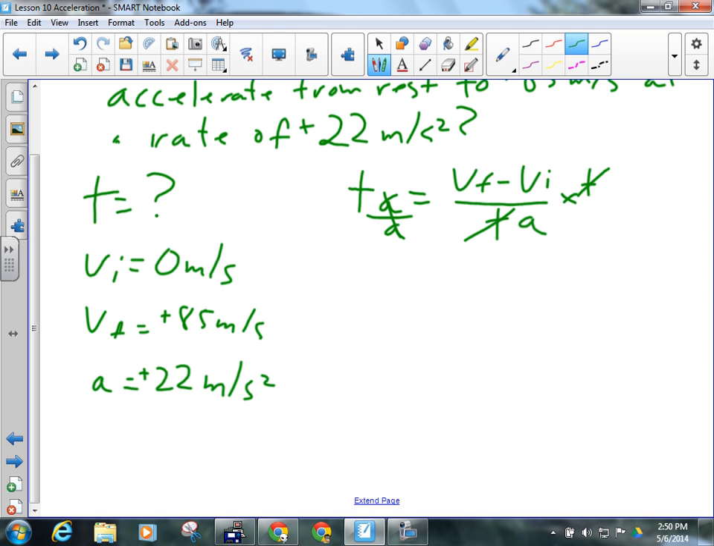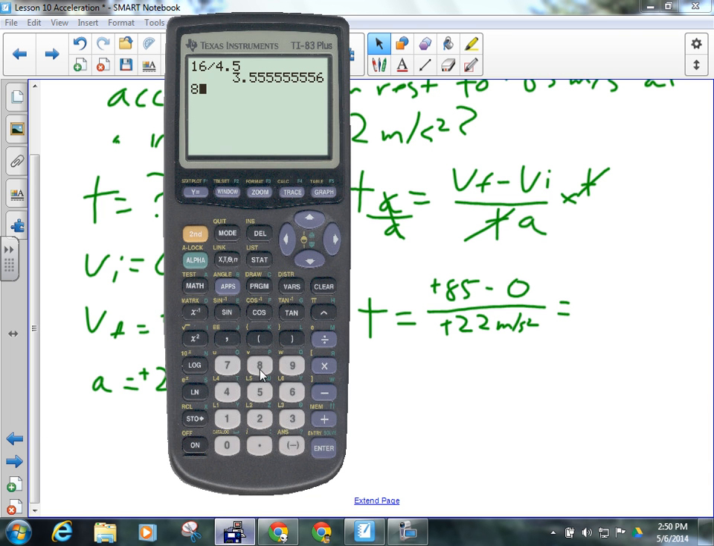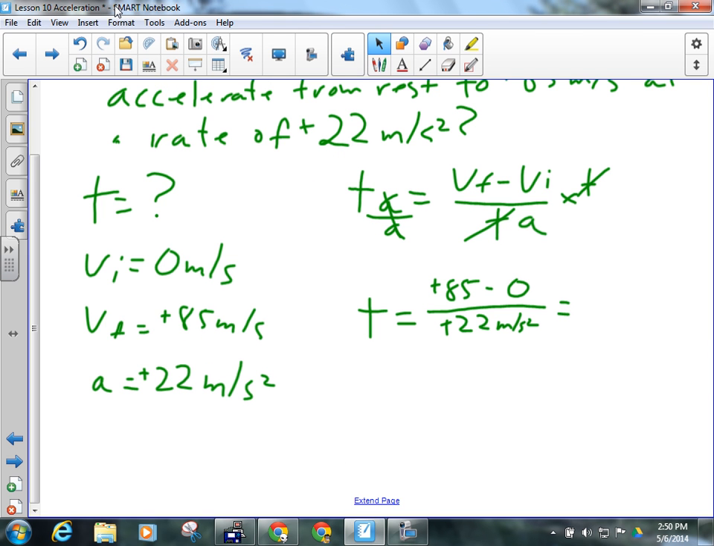T equals VF minus VI over a. Now plug in my numbers, and that'll be positive 85 minus 0, over positive 22 meters per second squared. Punch that into our calculator. We get that it's going to take 3.86 seconds. Does that make sense?